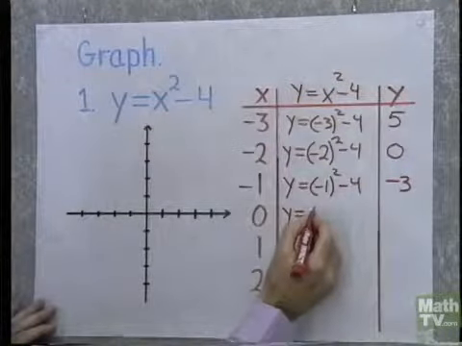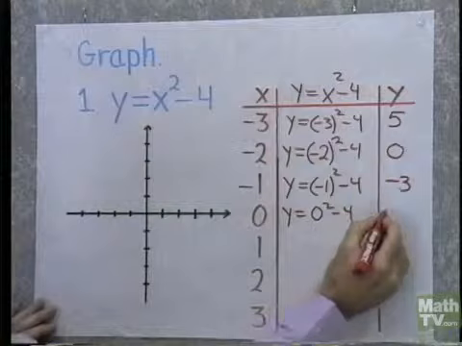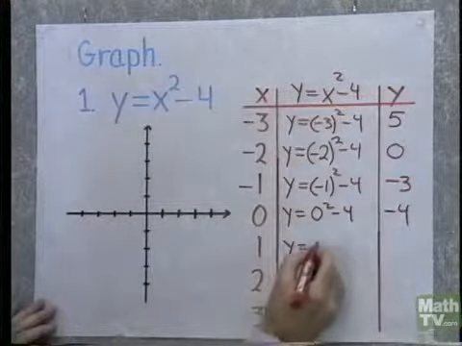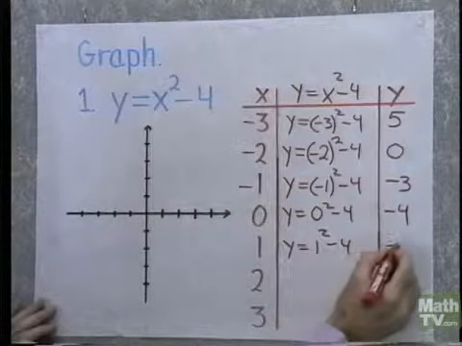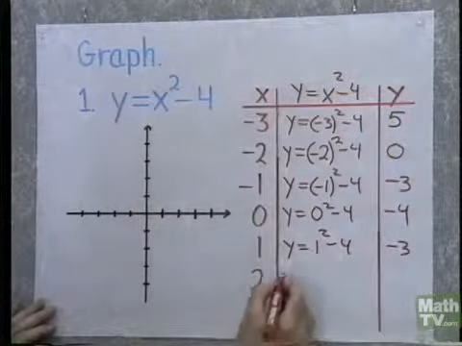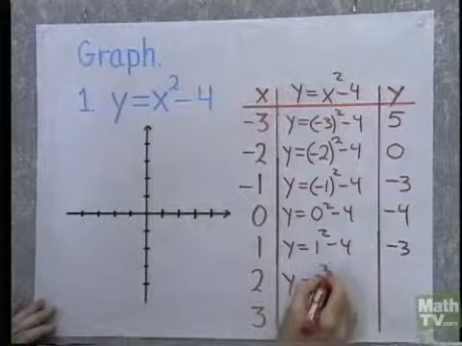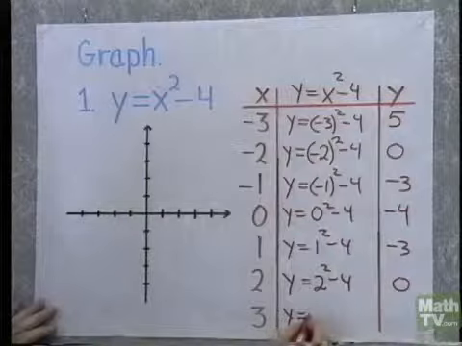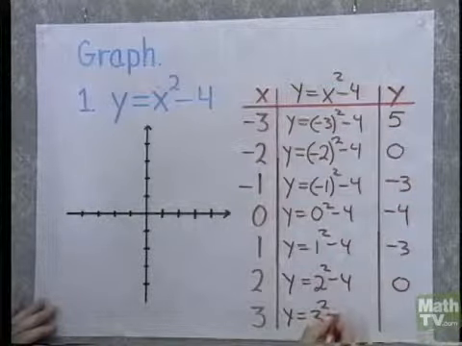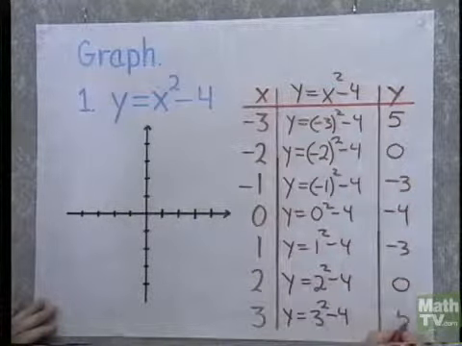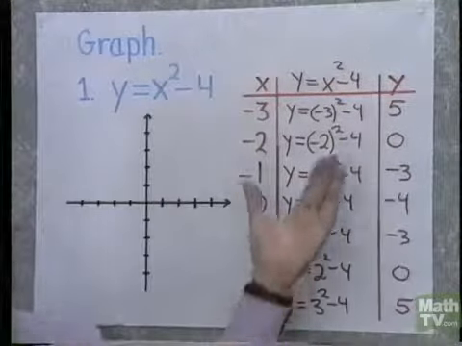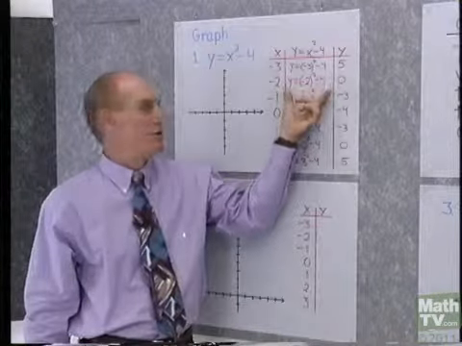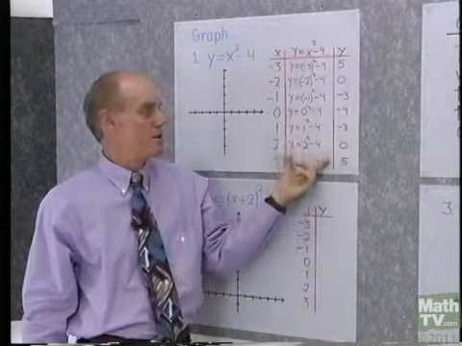Y is equal to 0 squared minus 4, which will be -4. And when x is 1, I have y equal 1 squared minus 4, which is -3. When x is 2, y is equal to 2 squared minus 4, 4 minus 4, which is 0. And finally, when x is equal to 3, I have 3 squared minus 4, that's 9 minus 4, which is 5. So I use my table here simply to get me some ordered pairs. -3, 5, -2, 0, -1, -3, so on and so forth.